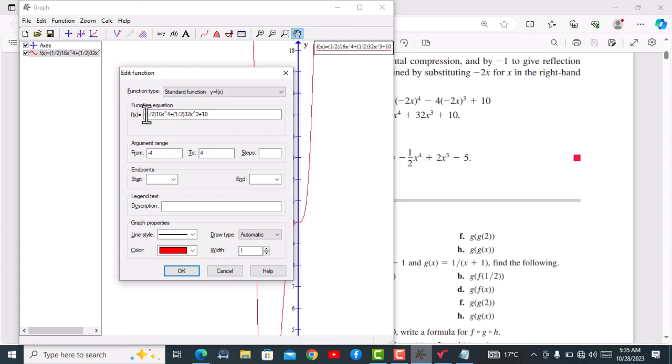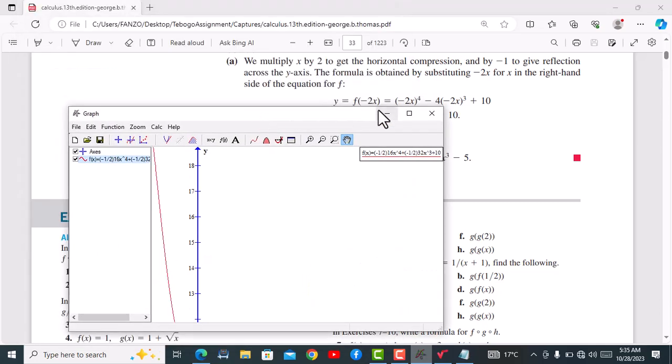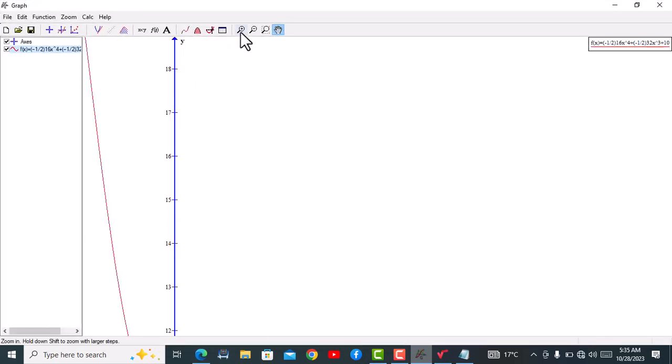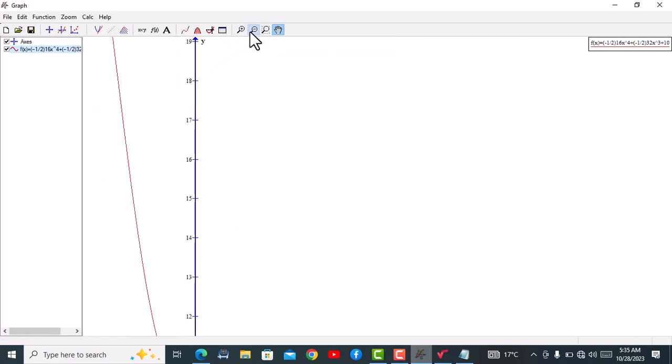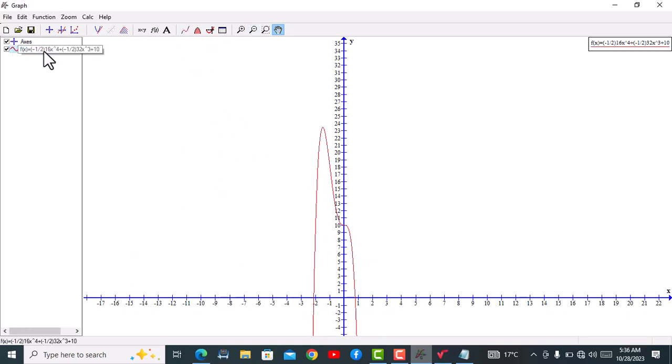So let's go here. I just compressed vertically by a factor of 2, and then I am reflecting along the x-axis, and only the value of y changes the sign, but I will have to multiply here by negative. I will honestly have to do that, and then let's check. There it is. It has been reflected along the x-axis.